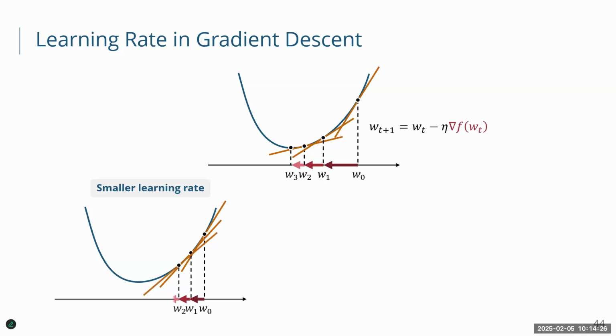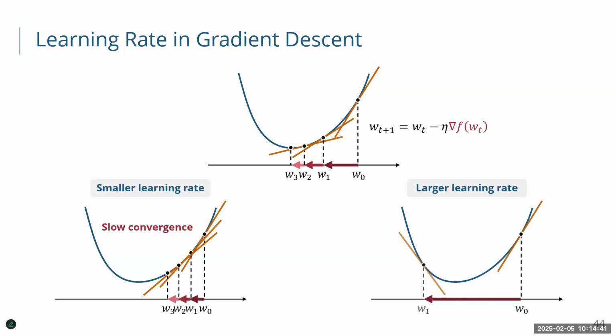But if you have a smaller learning rate, it will lead to something like this, where each step you just move a little bit, a little bit, a little bit, and it's very slow convergence. On the other hand, if you have a larger learning rate, it's even worse. It will just jump back and forth, and at some point you won't even reach the end. It will just keep oscillating, which leads to low precision.